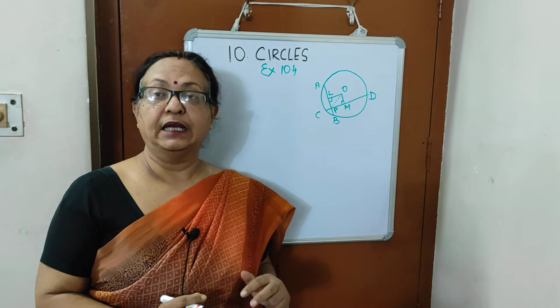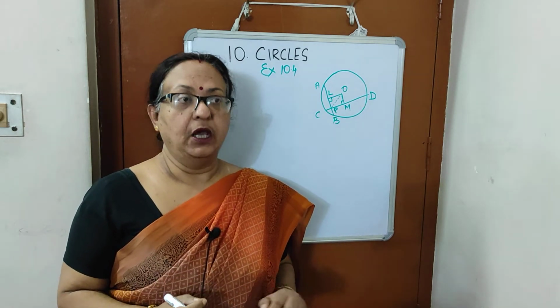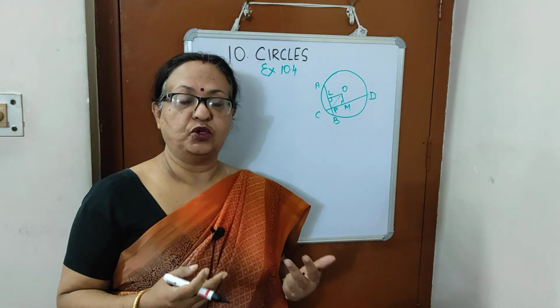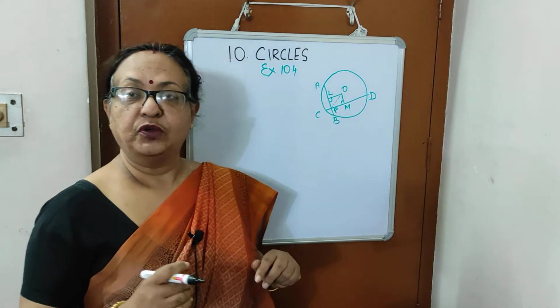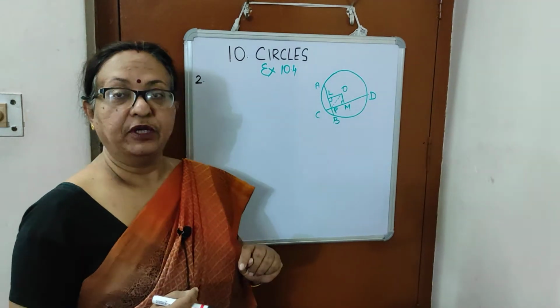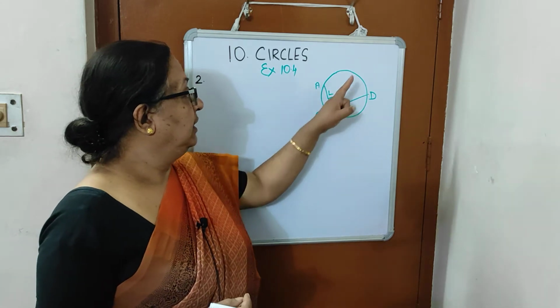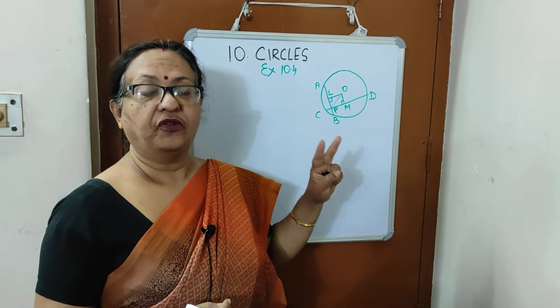In previous classes we had learnt about some properties of chords of a circle. Now today we will be using those properties to solve a few sums. Come to exercise 10.4, take up question number 2. Now what is given in the question, children? Two equal chords of a circle.